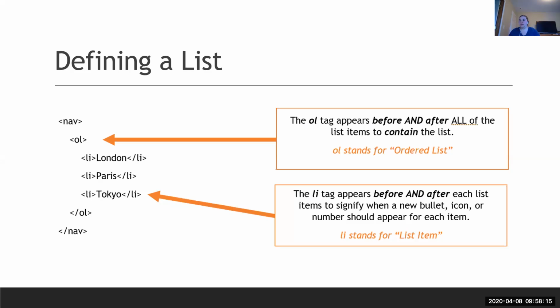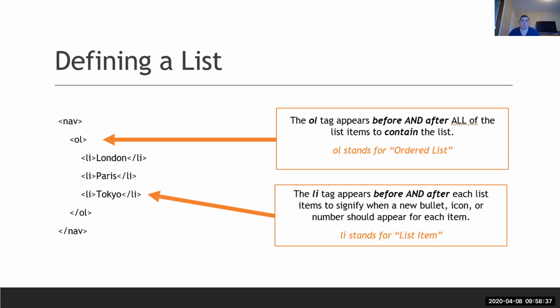When you define a list, you have to first use a container tag to say this is where the list starts and this is where the list ends. The OL tag is used to create an ordered list, and you can see that it appears above and at the end of the list, opening and closing where the list exists, telling the internet browser this is where I want the bullets to be.